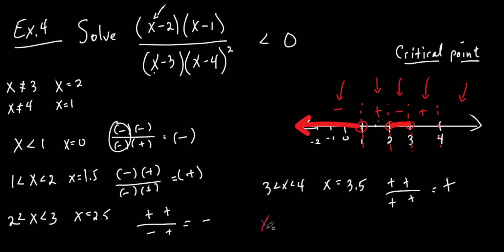So we're going to try any number. I'll keep it red. Who cares? Any number greater than 4. So let's try 5. You with me? So 5 minus 2 is positive. 5 minus 1 is positive. Over, 5 minus 3, positive. 5 minus 4, positive. Squared is positive. Check it out. It's positive.